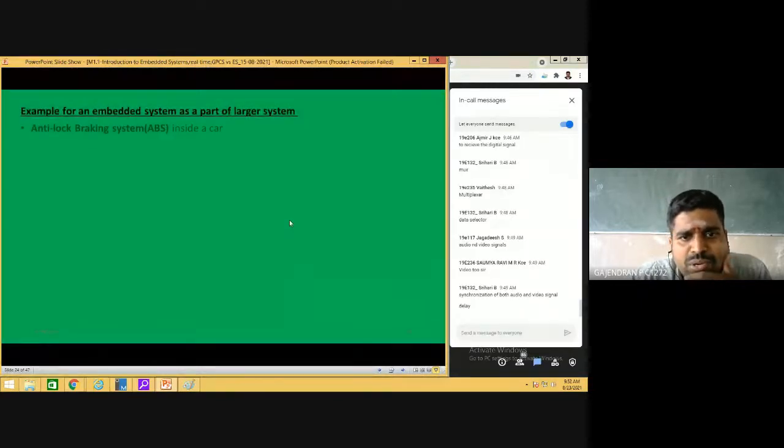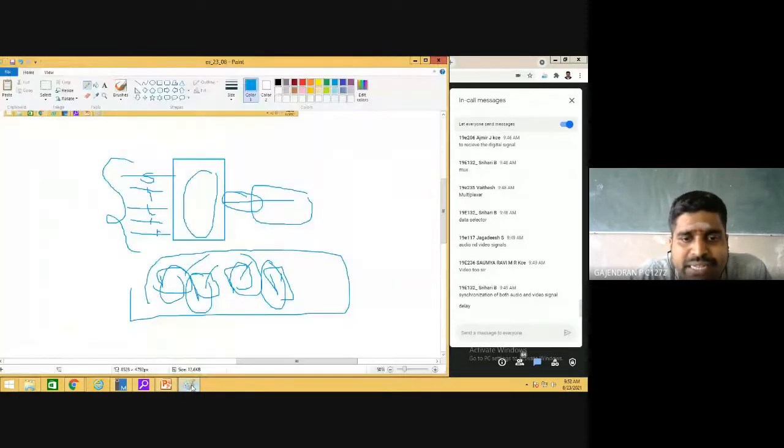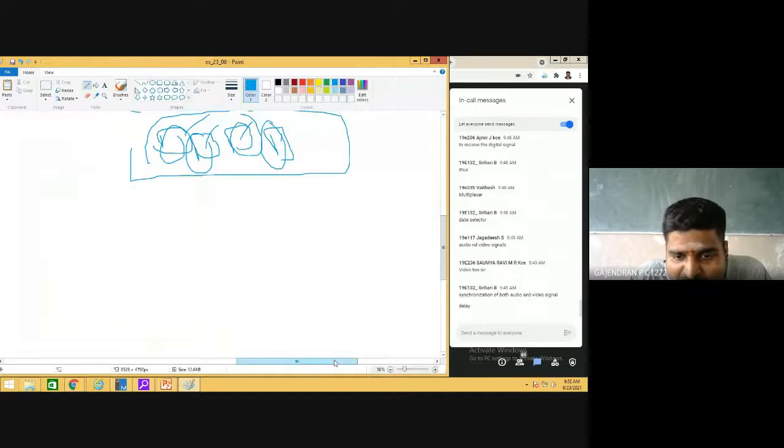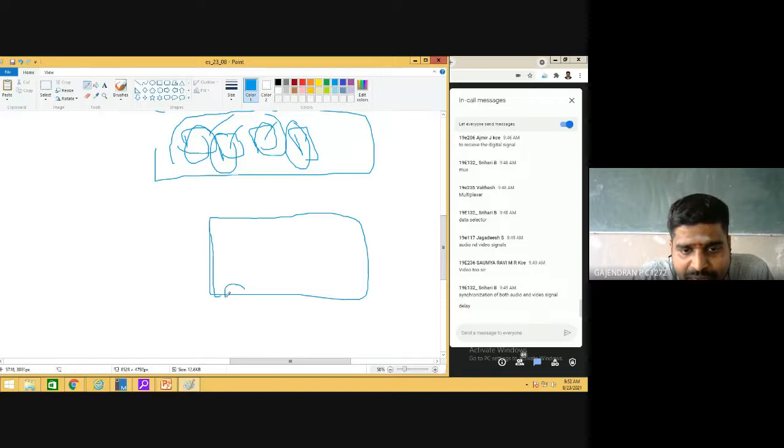Then one more example: ABS, anti-lock braking system. That means what? You people know, we apply a brake in a four-wheeler. You have four wheels. The four wheels simultaneously, when the brake is applied, should act in one uniform way. So this is my four-wheeler. I have four wheels. Please tell me. Now, suppose I am applying the brake.